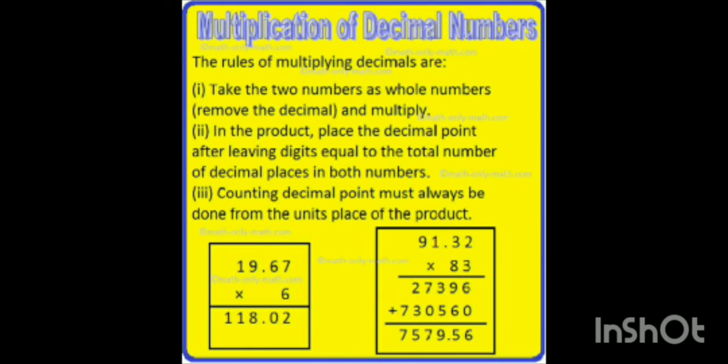Here is a recap of multiplication of decimal numbers. The rules of multiplying decimals are: take the two numbers as whole numbers, remove the decimal and multiply. In the product, place the decimal point after leaving digits equal to the number of decimal places in both numbers. Counting decimal point must always be done from the units place of the product.